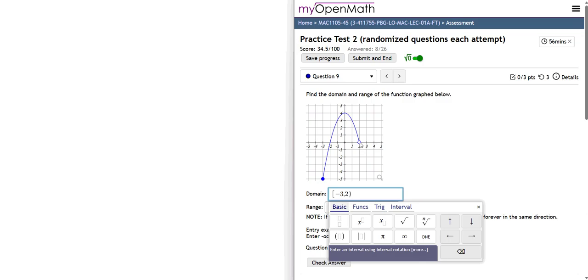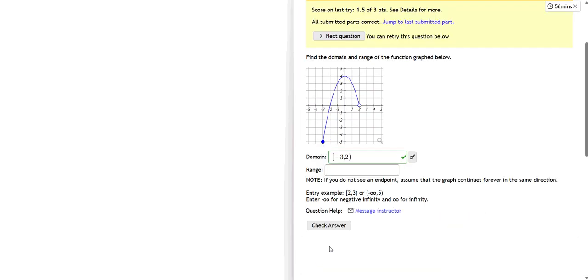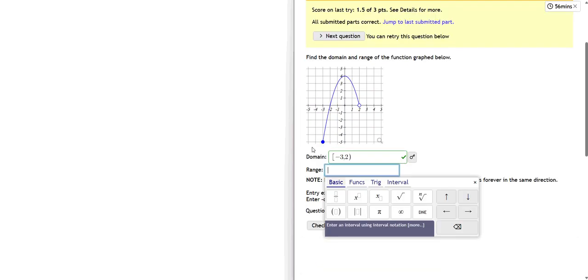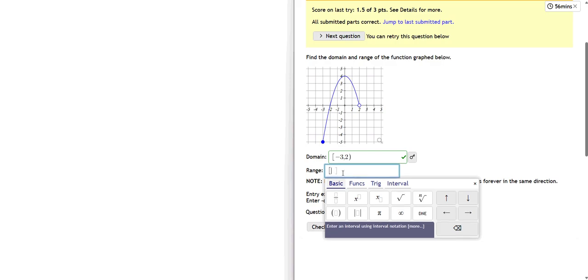So I'll use the parenthesis since that's an open circle. We're not including that value there. Now for the range, I'm going to be thinking about the lowest it goes and the highest it goes. So the lowest that it goes at that closed dot is at y equals -5. And the highest value for y here is 4. And even though I don't see a closed dot, I also don't see an open circle. So I'm going to assume that's being included as well. So we'll use a square bracket.